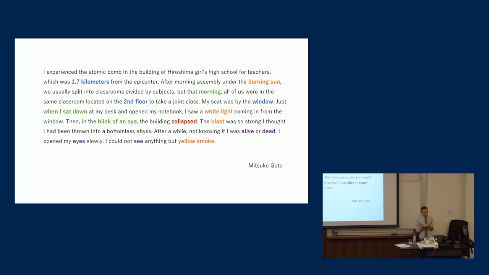This one is by Mitsuko Goto. "I experienced the atomic bomb in the building of Hiroshima Girls High School for Teachers, which was 1.7 kilometers from the epicenter. After morning assembly under the burning sun, they were on the second floor. The seat was by the window. I recall seeing a white light, the building collapsing in the blink of an eye, not knowing if I was alive or dead, and not seeing anything but yellow smoke."